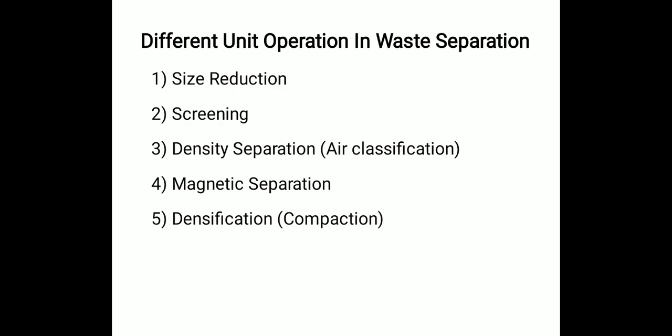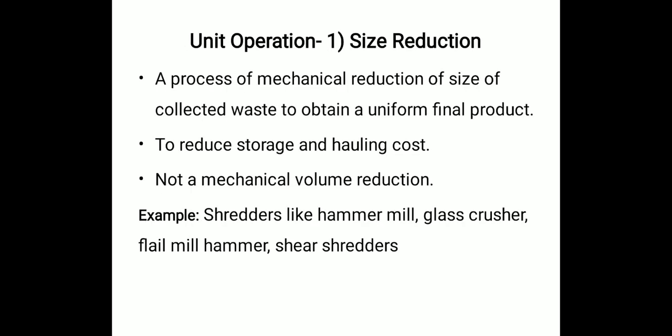Now we are going to discuss the unit operations one by one. The first unit operation is size reduction. It is a process of mechanical reduction of the size of collected waste to obtain a uniform final product. It means we are cutting or chopping that waste into smaller pieces so that we can get a product of uniform size and shape, so that we can reduce the total hauling and transportation cost. It is not a volume reduction technique.